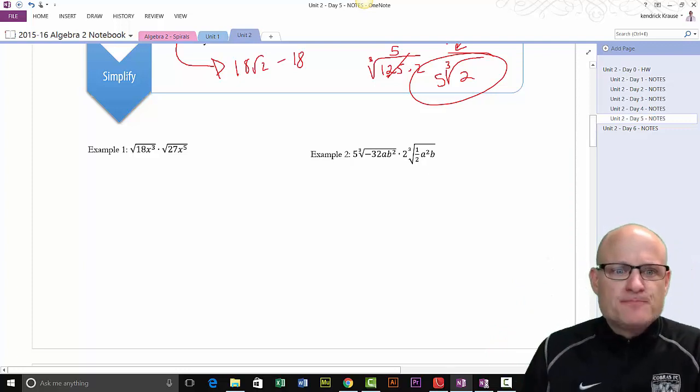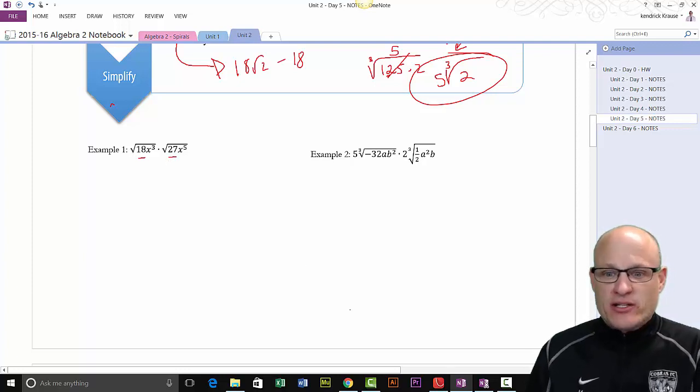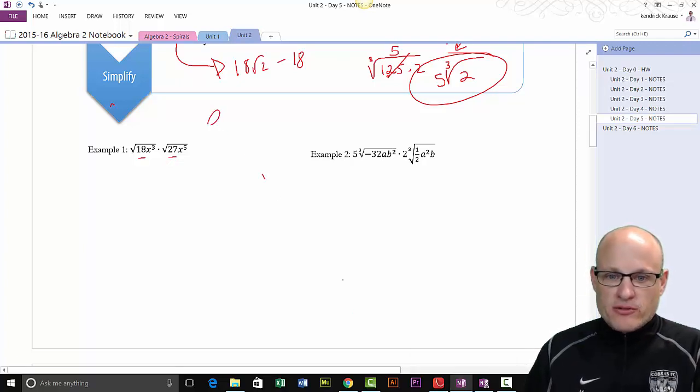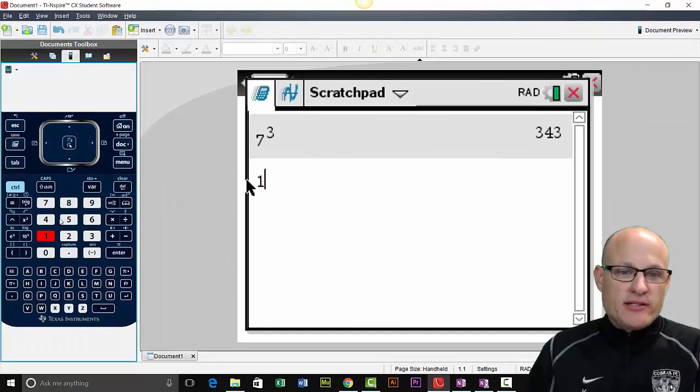All right, here we go, kids. Moving and grooving. Now in this particular case, I can multiply 18 times 27, and I would get an absolutely obnoxious number. I don't even know what it is. Let's see for fun what it is. 18 times 27.